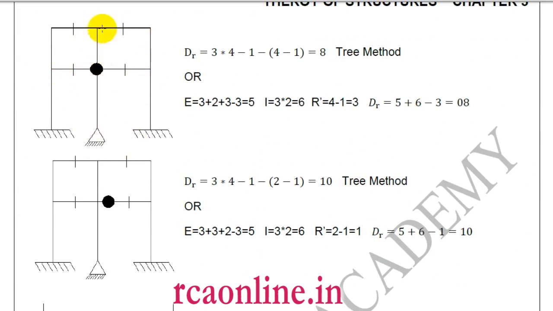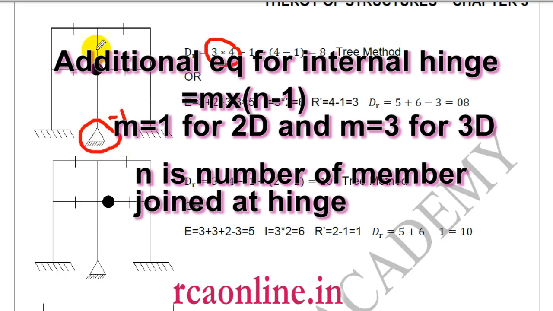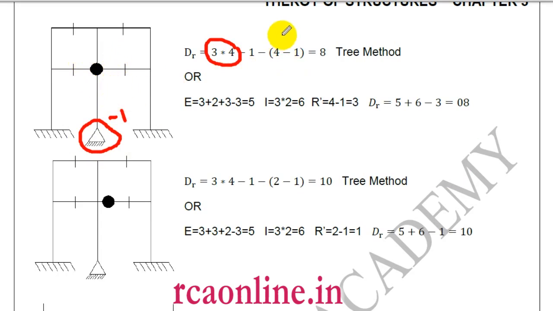If you take this problem and solve it by the tree method, then I require 4 cuts to make it a tree. So 4 cuts, 3 into 4, 12. Now this is not fixed, so minus 1. And this is an internal hinge. The same principle will act here also. So there are 4 members joining, so 4 minus 1, 3 is my additional equation. So how much do I get? 8.